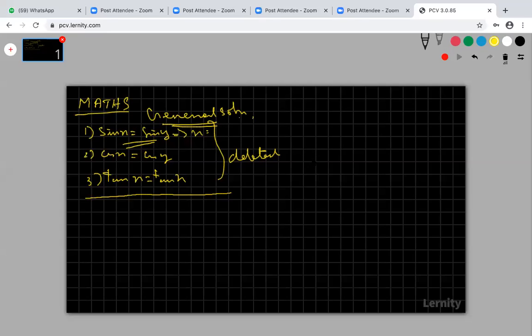Right now, I will discuss some more miscellaneous and exercise problems. After that, we'll finish trigonometry and go to the next chapter, complex numbers. So look at this problem.